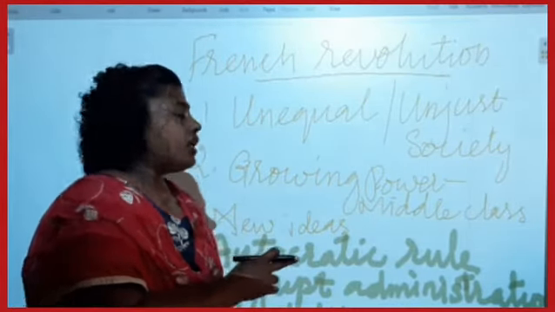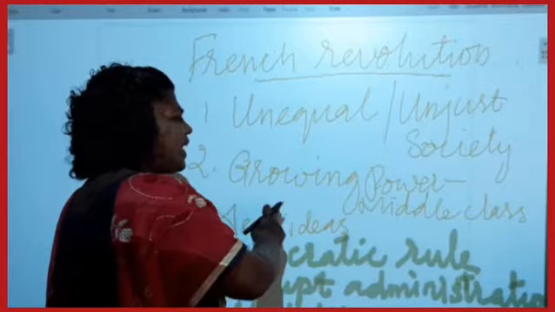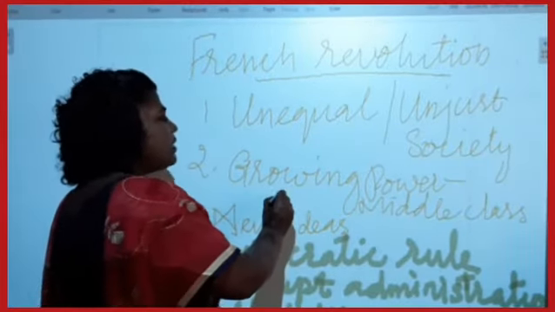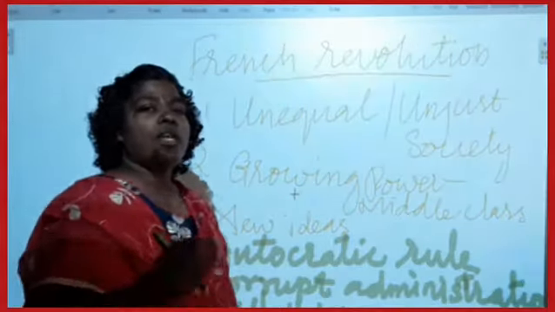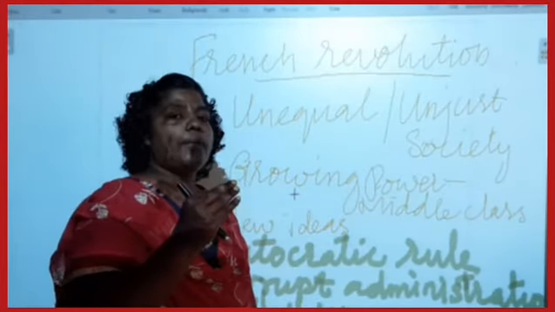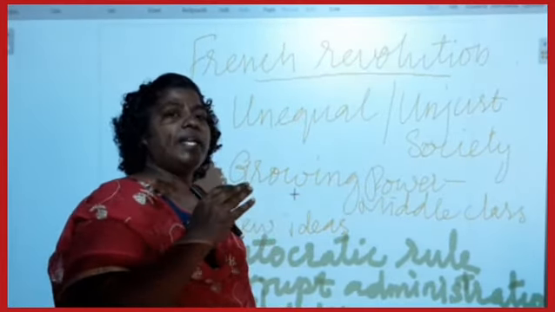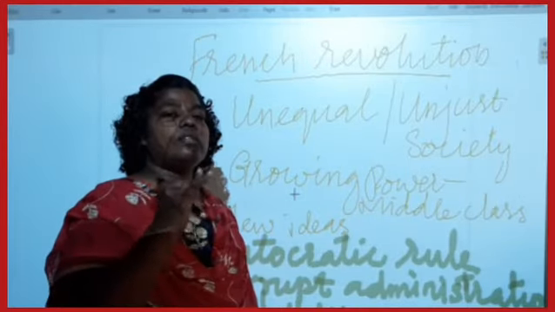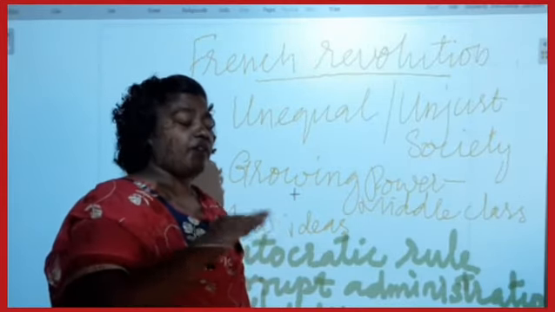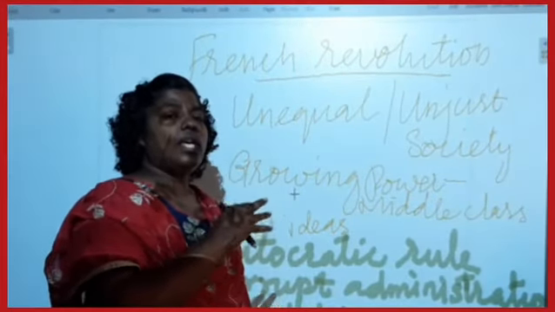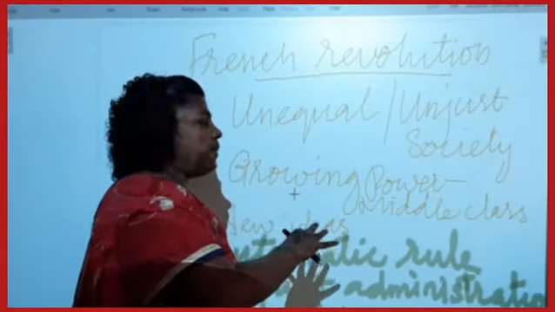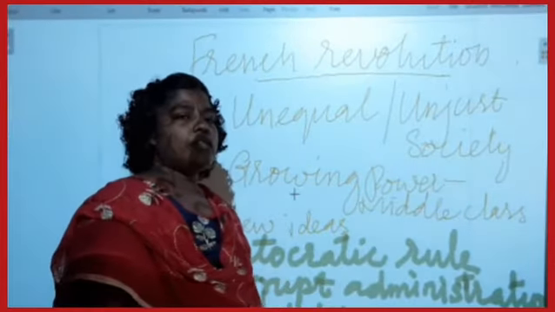The second reason is the growing power of the middle class people. I already told you who comes under the middle class people. They were doctors, teachers and all the professionals, and also traders and merchants. All these people come under the middle class society.